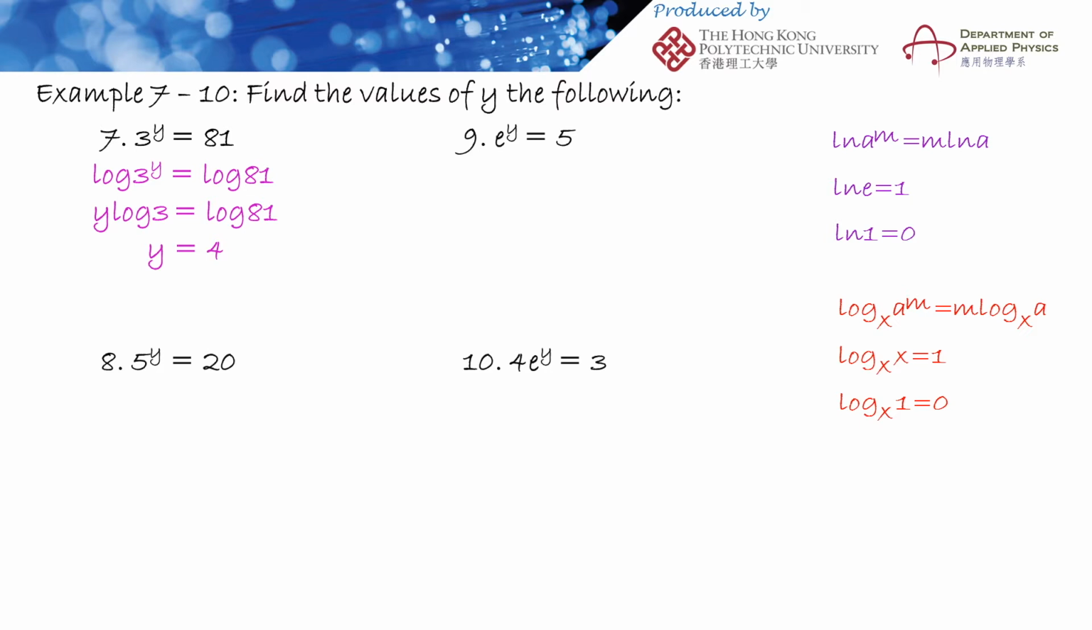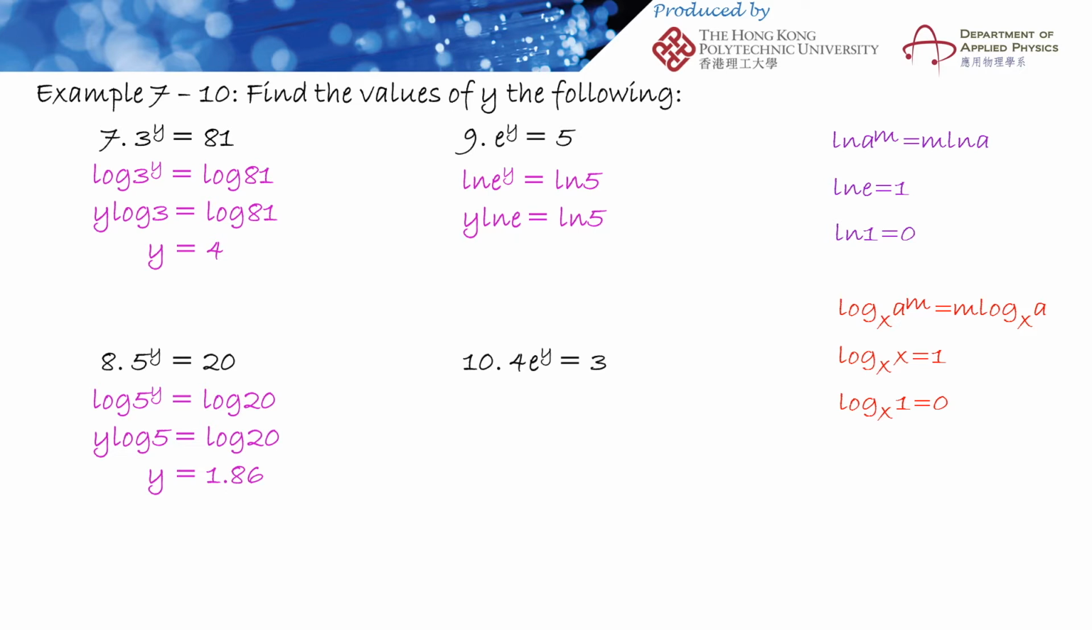Question 8 is the same as question 7. Taking logarithms on both sides, the power of y can move in front of log 5 as a coefficient. Now in question 9, we see ln in this question, we see e in this question. So this time we will take natural log instead of log on both sides. And the power of y also moves in front of natural log e. Remember that natural log e is equal to 1. So we can obtain the answer.